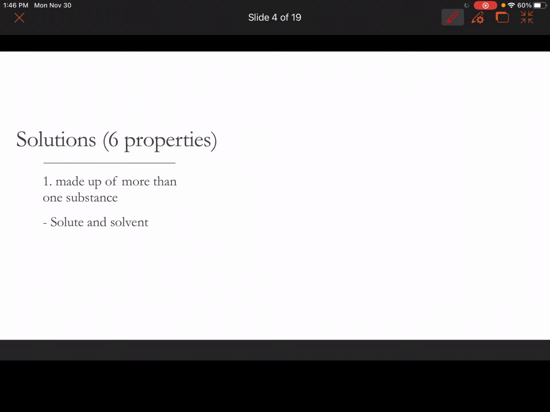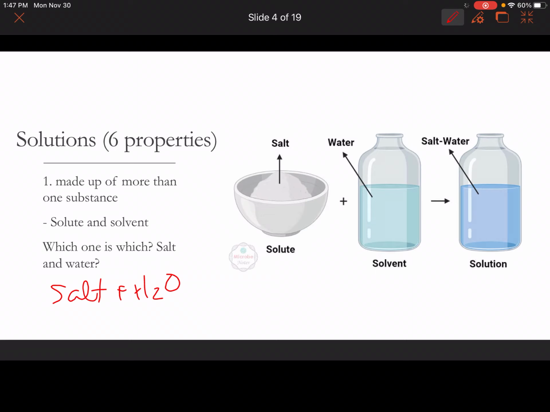Now, solutions, on the other hand, we've got 6 separate properties for these. They're made up of more than one substance. So we've got the solute and the solvent. So these terms should be, hopefully, from grade 10, familiar to you. So which one is which? So salt and water. If you put salt into water, you are going to end up with salt water, right? The salt will dissolve. But in this case, which one is the solute and which one is the solvent? Now, hopefully you knew that the salt is the solute, the water would be the solvent, and they combine then to make what's known as a solution.